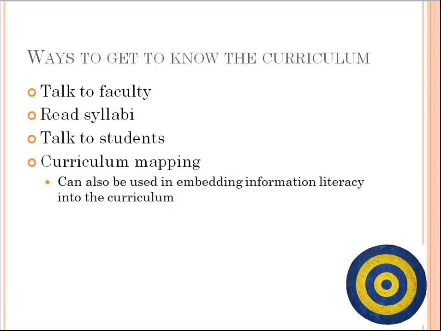Also, there's a lot of really great ways to get to know the curriculum, and you're going to read some good stuff about curriculum mapping this week. Talking to faculty, if you're the liaison to a specific department, talking to faculty in that area is the way to get in. I'm new to 3 of my liaison areas this fall, and going to faculty meetings and meeting with department chairs is a great way for me to get a sense of what the department's about, what the needs are, and I've had some really good opportunities to talk to faculty.